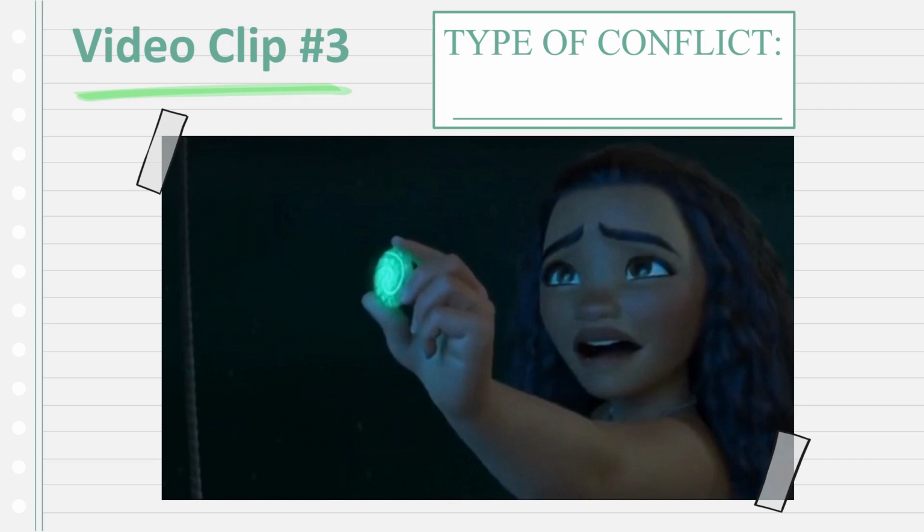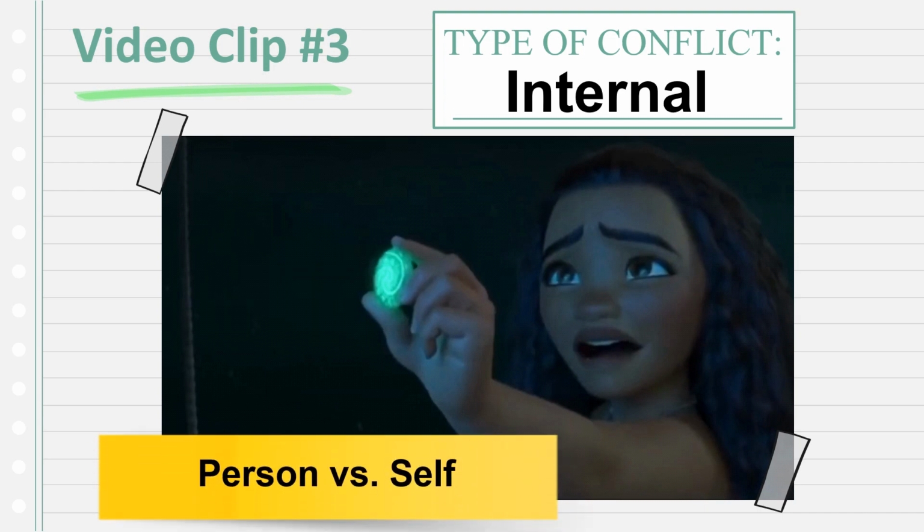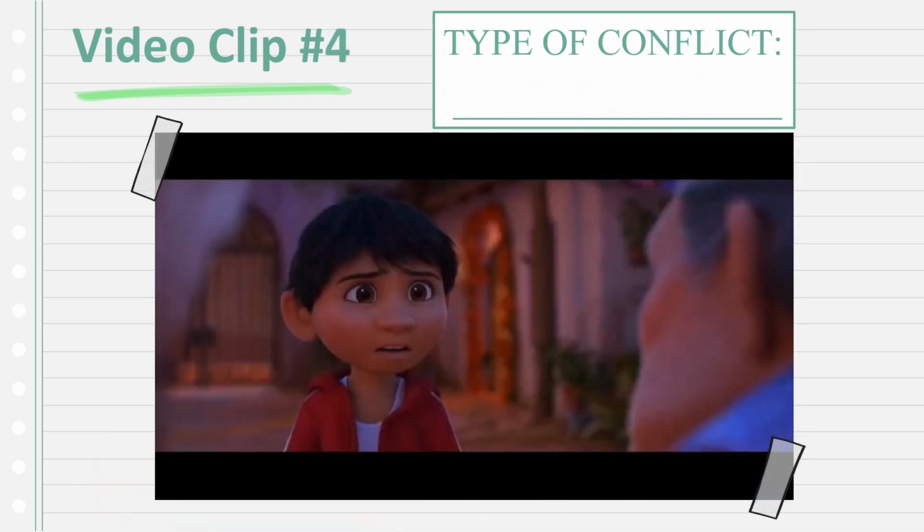This is internal conflict. Brilliant! This is an example of person versus self because in this clip, the character Moana doubts herself. Video clip number 4 from the movie Coco. What type of conflict is this?